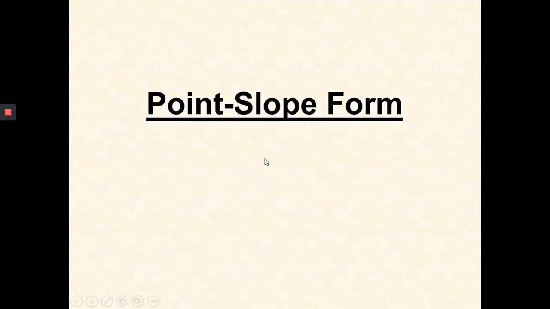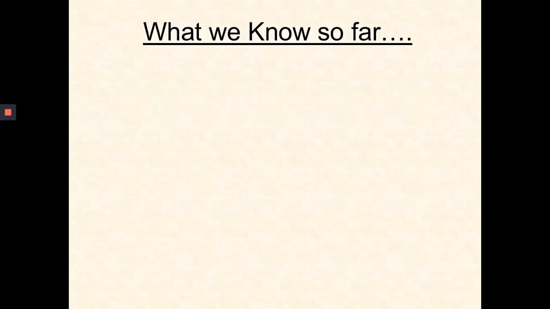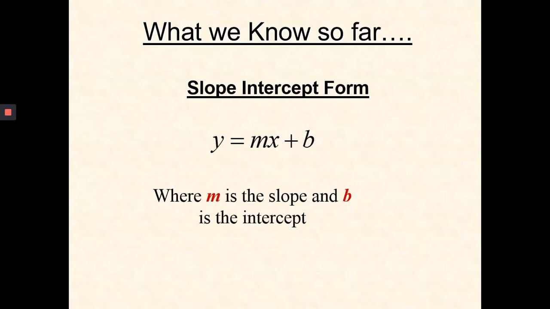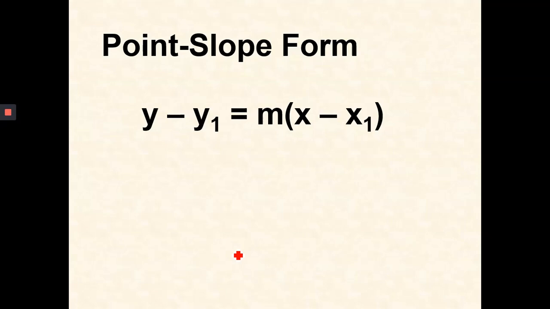Hello, this time we're going to discuss point-slope form. Our objective here is to write a linear equation in point-slope form. So far, we know that slope-intercept form has the formula y = mx + b, where m is the slope and b is the y-intercept. Here we have the so-called point-slope form.